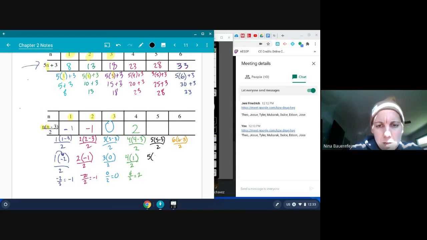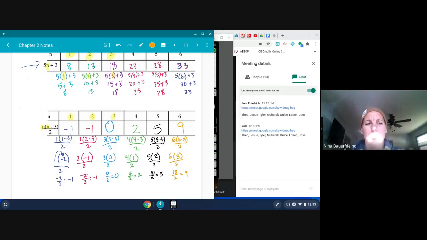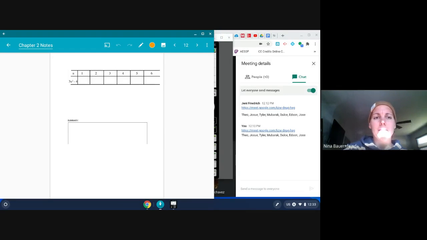5 times 5 take away 3 is 2 divided by 2. So that's 10 divided by 2, which is 5. And then last, we have 6 times 6 take away 3 is 3 divided by 2. 6 times 3 is 18 divided by 2, which is 9. So I'm going to pause there. I did them all in a different color so you could ask about a certain color. Do you need help with any of those? No. Okay. There's one left and then that's it.